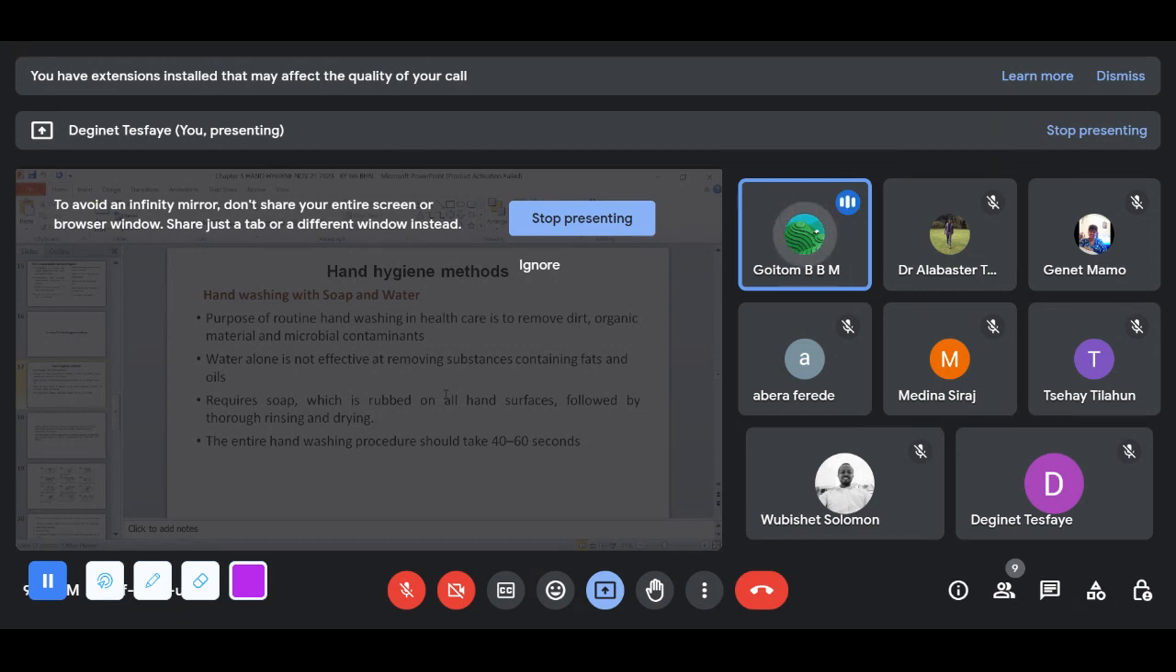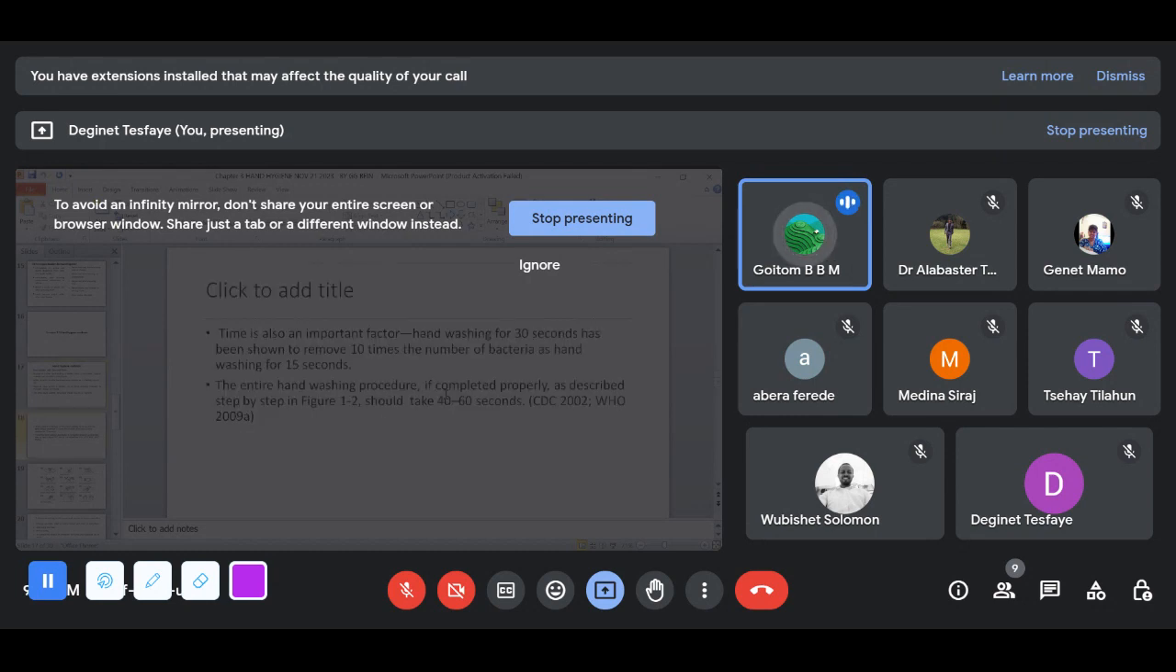Time is also an important factor. Hand washing for 30 seconds has been shown to remove 10 times the number of bacteria as hand washing for 15 seconds. So the lesser the time, the lesser we remove the bacteria. So we have to make it 30 seconds, and some say 20, but here in our document it is 40 to 60, so it is sufficient to remove almost all the flora and contaminants.